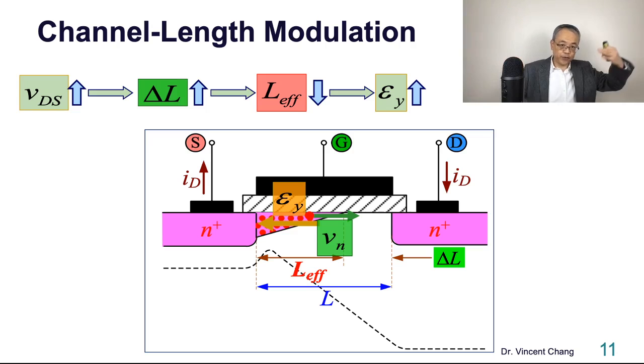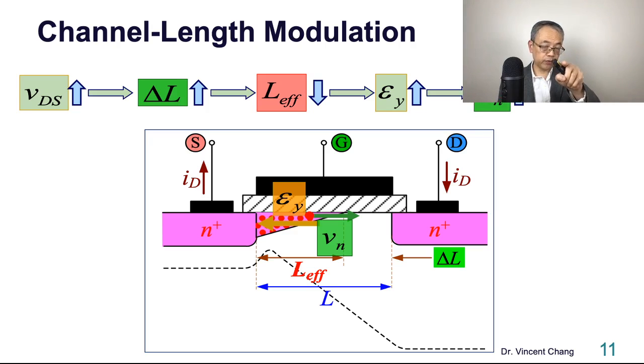Because the field goes this way, the electron is going to go this way. So which means the electron drift velocity will go up. Okay, let me finish this. So electron velocity goes up, then what? Then ID will go up.